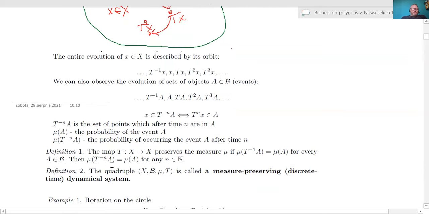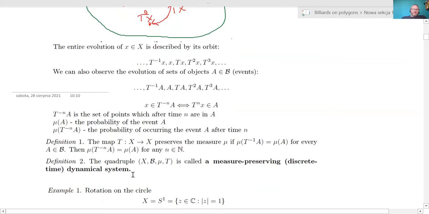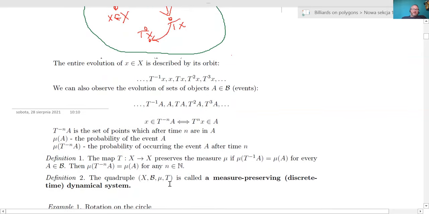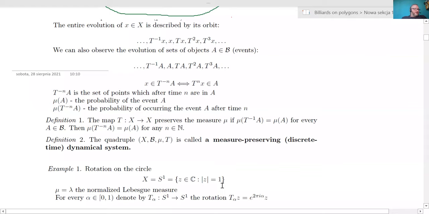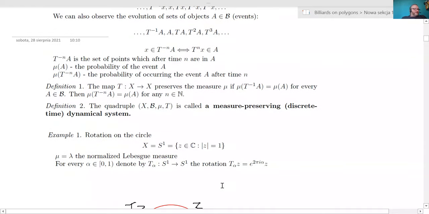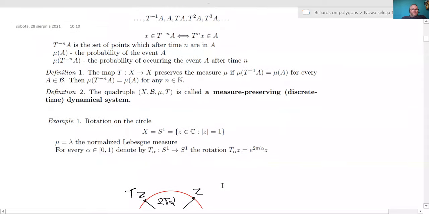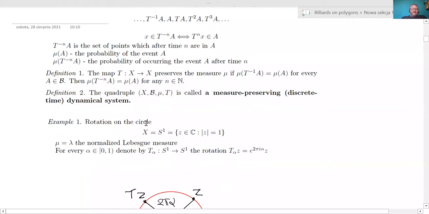And finally, we can consider quadruples of this form, and such quadruples are usually called measure preserving discrete time dynamical systems. Okay, what about examples? So let's move to some basic examples. And the first one is a rotation on the circle. Then the phase space X is the unit complex circle of this form, which is equipped with the sigma algebra of Borel sets and the normalized Lebesgue measure on this circle.